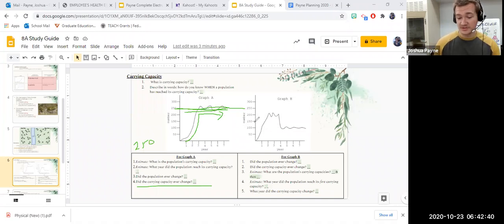Next graph is a little more interesting. We see our carrying capacity sits at around 200, and then something happens that causes the carrying capacity to decrease. So let's say we added in more predators. We added in more predators, so all of a sudden there's more rabbits dying, or whatever organism you want. There's more of those dying, so all of a sudden its population is brought down. Okay, cool.